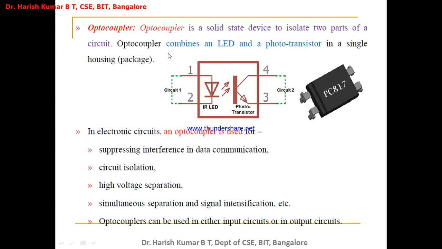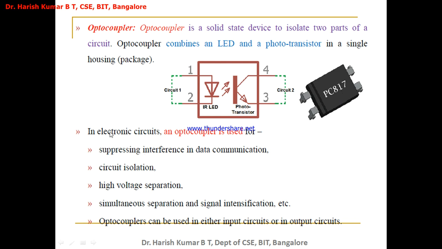Now there is another output device which is an optocoupler, which is basically used in order to separate or isolate 2 parts of the circuit. An optocoupler combines two things. One is an LED, you can observe here, and it has a phototransistor also. The LED emits the light, and the photosensor absorbs it. You'll find both the LED and the photosensor in a single package. This is an example of a photo optocoupler, PC817.